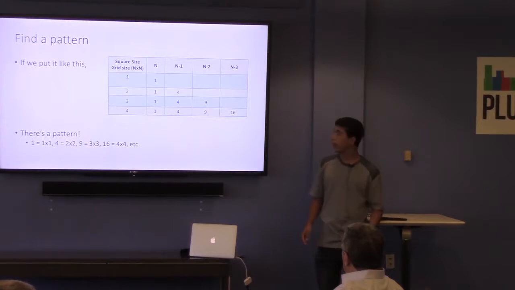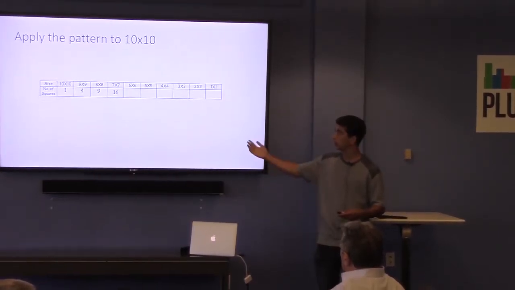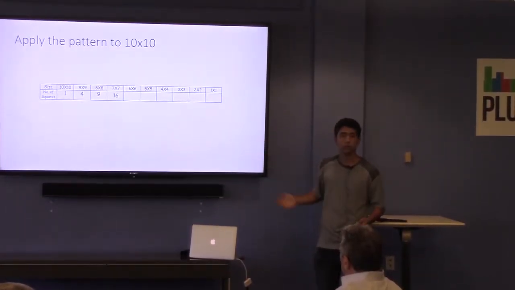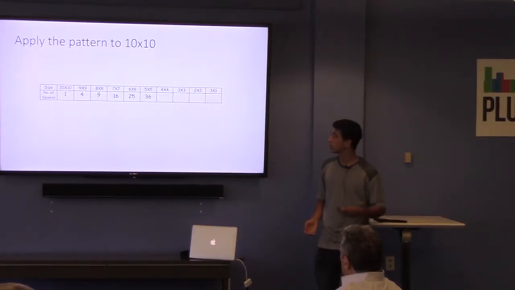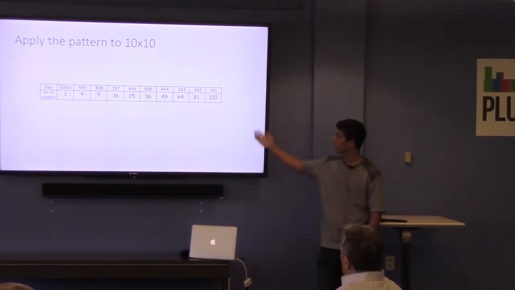So now we can just go back and use this pattern to fill out the rest of the boxes for the 10 by 10 table if we look at it by sizes. So we have 1, 4, 9, 16, 25, 36, and so on. And then if we add all these numbers up, we get 385.